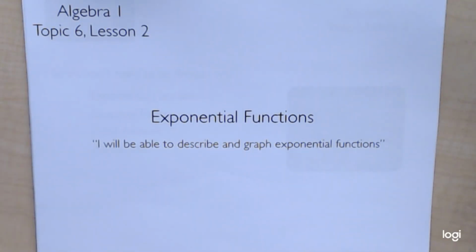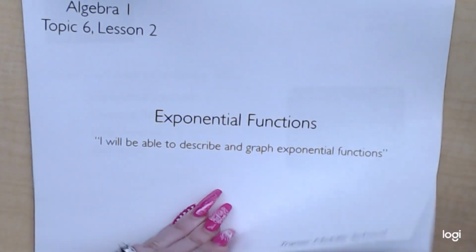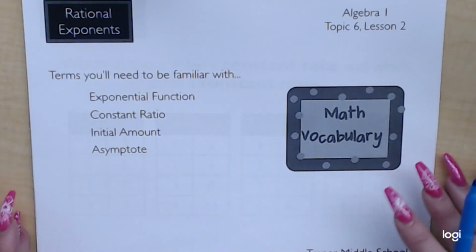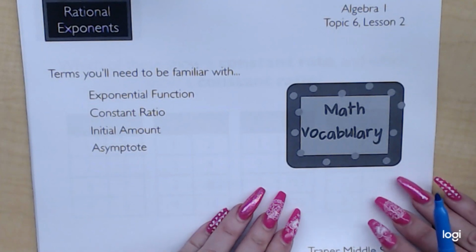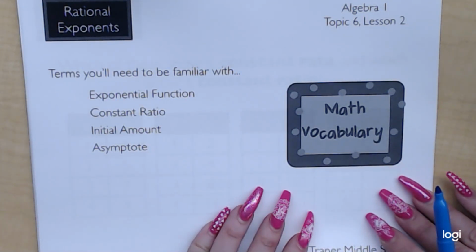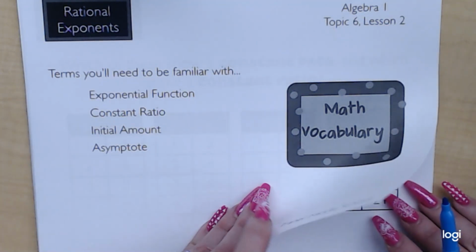This is lesson 6-2, and this is on exponential functions. By the end of this lesson, you should be able to state, I will be able to describe and graph exponential functions. The terms you'll need to be familiar with are exponential function, constant ratio, initial amount, and asymptote.